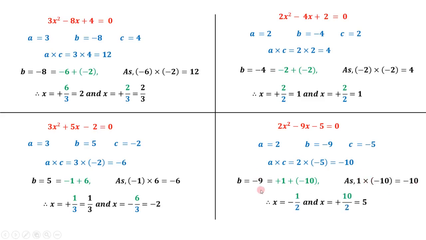Last and final step, x is equal to, we'll use this 1, change the sign from positive to negative, and divide by the coefficient of x squared, which is 2. We'll have the first value of x as negative 1 over 2. Similarly, for the second value of x, we'll use this negative 10, change its sign from negative to positive, and divide by the coefficient of x squared, which is 2. So cancelling, we'll have the second value of x as 5.